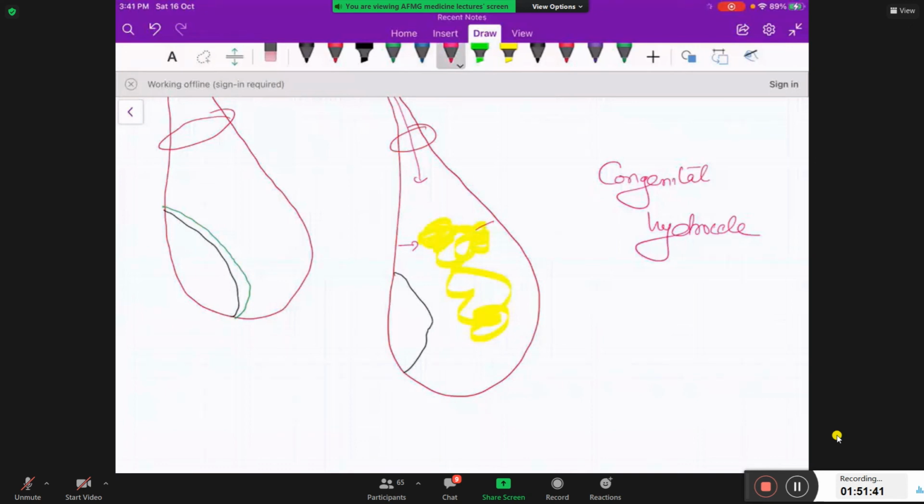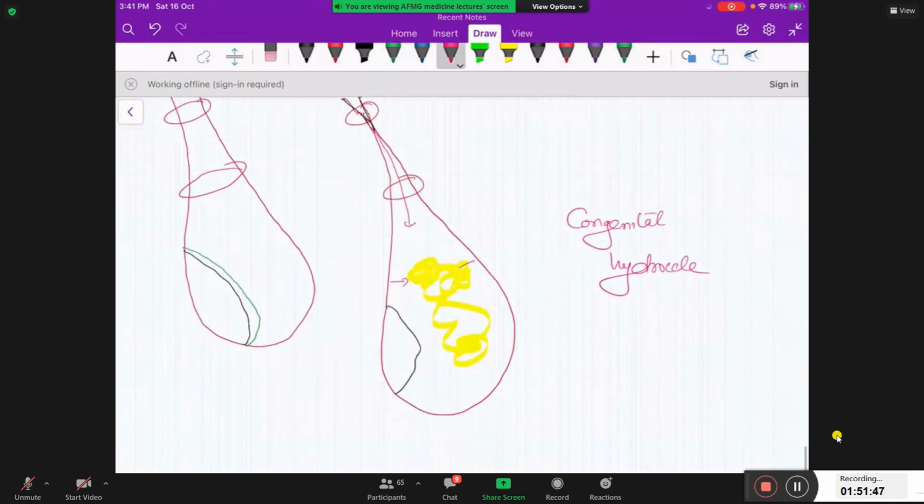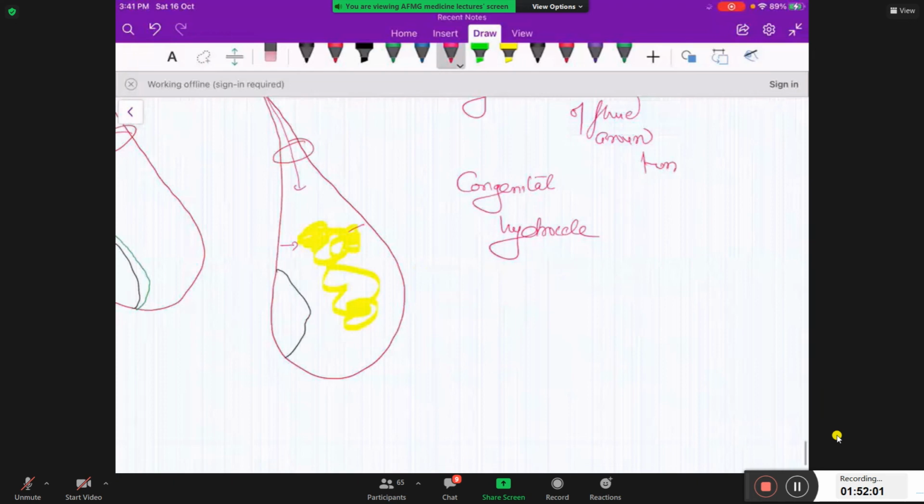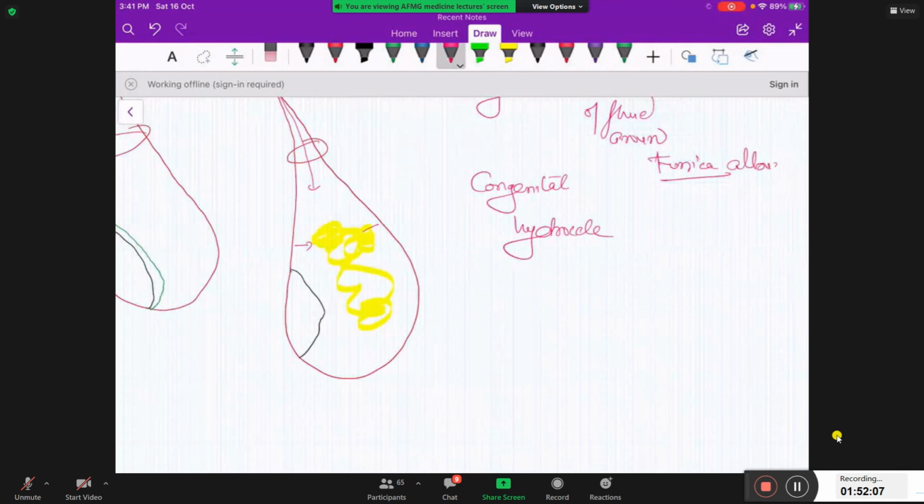Now, what is a very important point about it? Why I told you this specifically. Very interesting point. There is a fluid. First of all, what is hydrocele? Hydrocele is collection of fluid around tunica albuginea, within tunica vaginalis. Tunica albuginea and tunica vaginalis are the two layers. In between these two layers, the collection of fluid happens, which is called hydrocele.